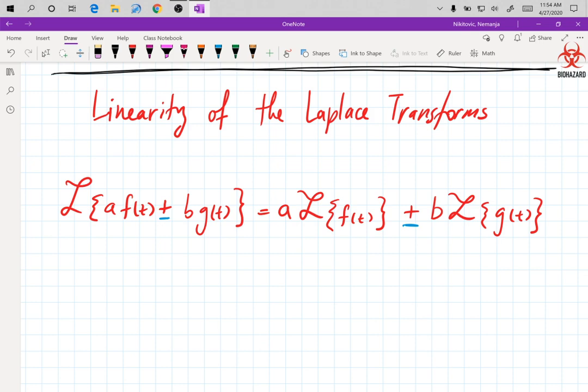Nice. Problem number 12 would be an excellent problem to consider. They want you to transform f of t = 3t^(5/2) - 4t^3.